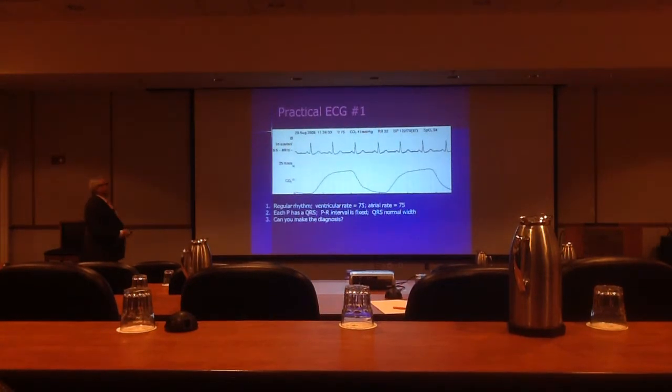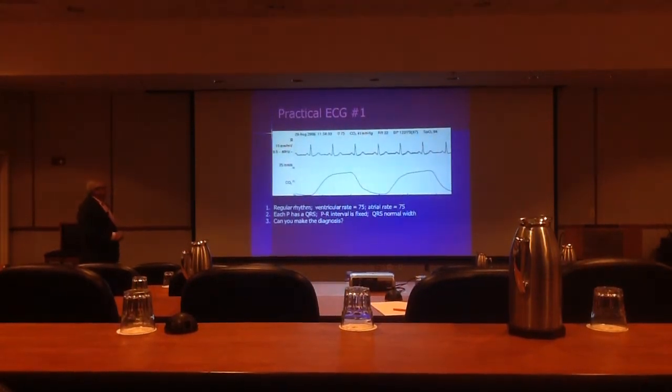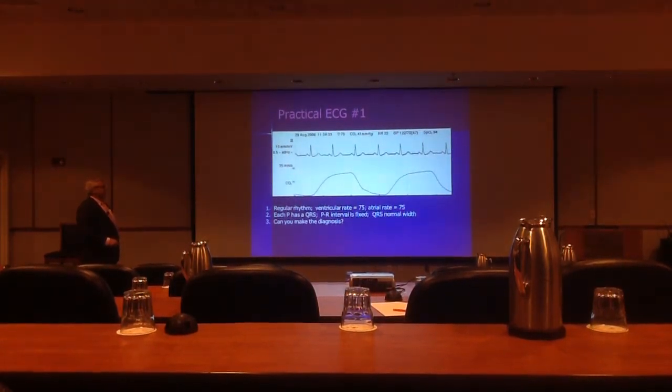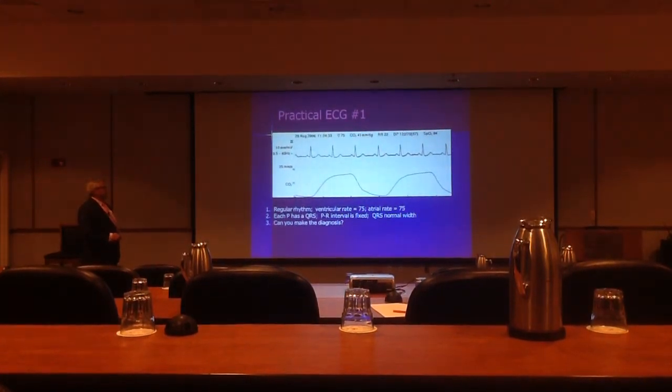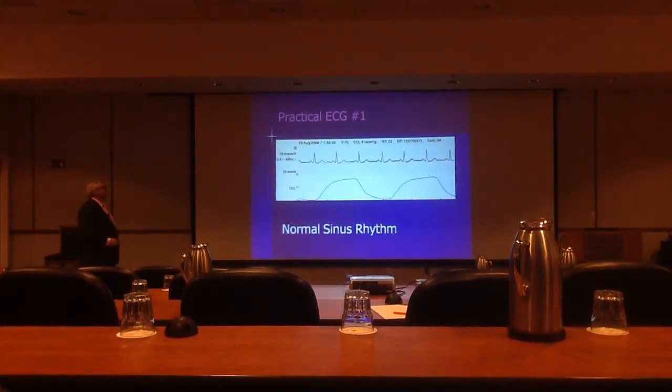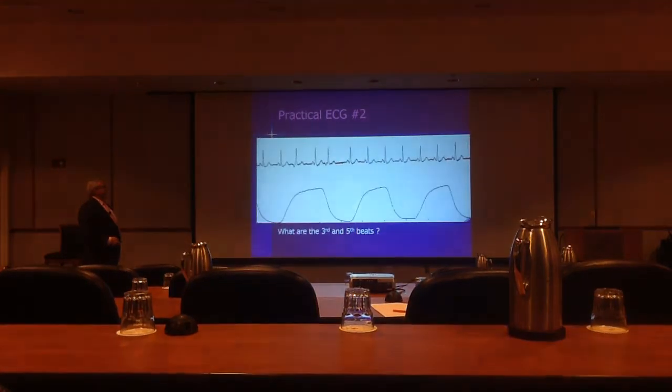Okay, so let's try to put this into practice. Would everyone agree that that looks like a regular rhythm? Pretty regular to me. The ventricular rate is 75, and the atrial rate is 75. So they're the same. Each P wave has a QRS complex. The PR interval is fixed. The QRS complex is normal. What's the diagnosis? Sinus rhythm, yeah. So it's normal sinus rhythm.